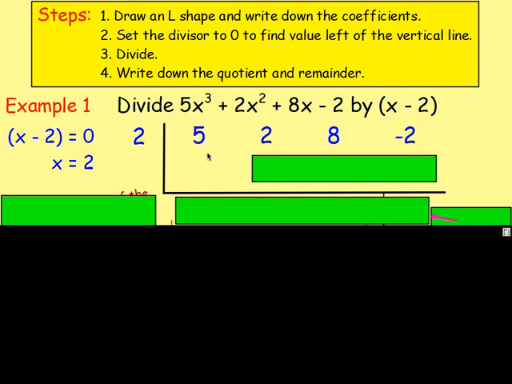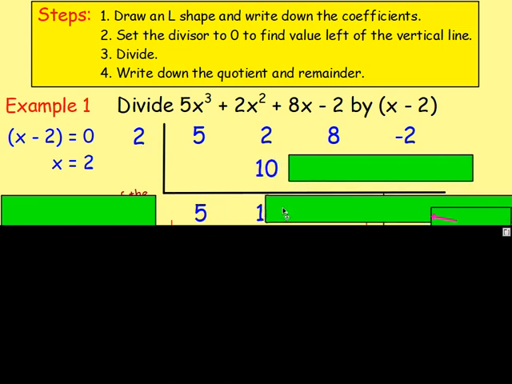Step 3, divide. So we work our way along. Remember, you add the columns and then you multiply across by this number to the left of the vertical line. So add the columns. 5 add 0 gives us 5. Multiply across, so 2 times 5 gives us 10. Add the columns, that'll give us 12. Multiply across, we have 24.